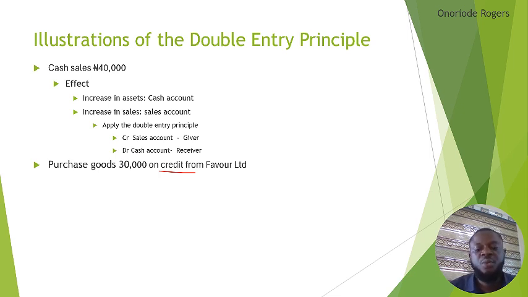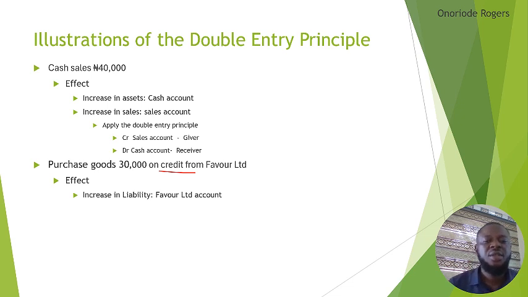So now, what will be the effect of this transaction? Liability is going to increase. How do I know that liability is going to increase? Because we are not paying cash. We are going to be paying Favor Limited at a future date. That means we are already indebted to the tune of what? 30,000 naira.